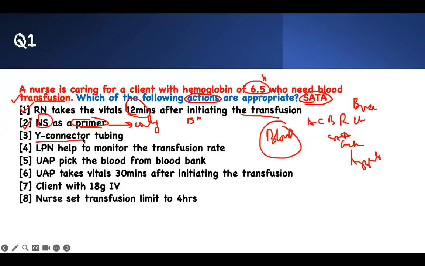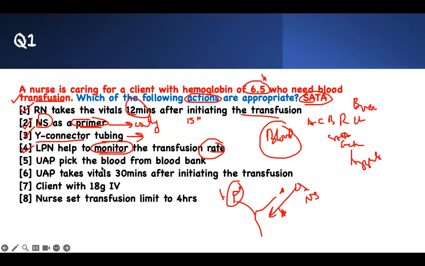We use a Y connector for blood transfusion. The blood goes like that, and you have normal saline that goes here as a primer, and then the blood goes here. The saline only goes in when there's no blood transfusion. As soon as you start the transfusion, you block this. You stop it. LPN helps to monitor the transfusion rate. The word is what? Monitor. The LPN does not initiate the transfusion, but they monitor the transfusion rate.